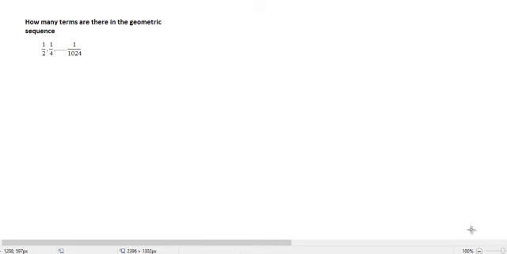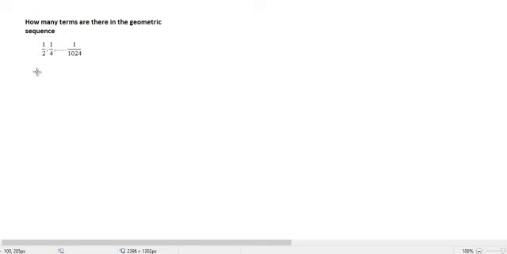I ask you to find the number of terms of the sequence. Initially the first two terms are given, 1 over 2, 1 over 4, and then so on. The last term is given to us, and the question is to find how many terms, meaning we have to find n. So let's start from the data. Find the first term, the common ratio, the n, and the last term here.